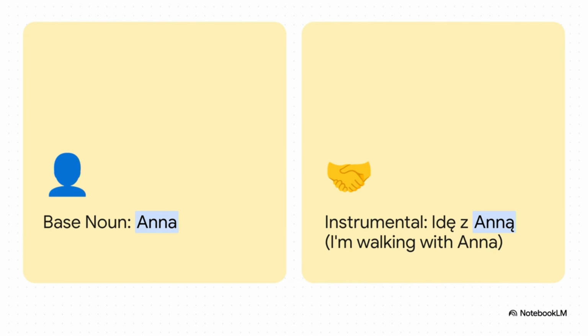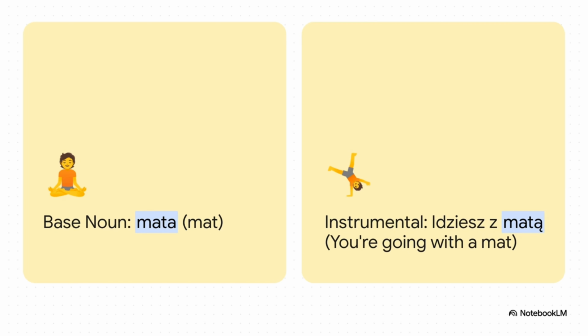Okay. Let's take a super simple sentence. If you want to say, I'm walking with Anna, the name Anna just changes to ano. You see? That base noun just picks up that instrumental ending. Idę z ano. Simple as that. And get this, it's not just for people. The exact same logic works for things.